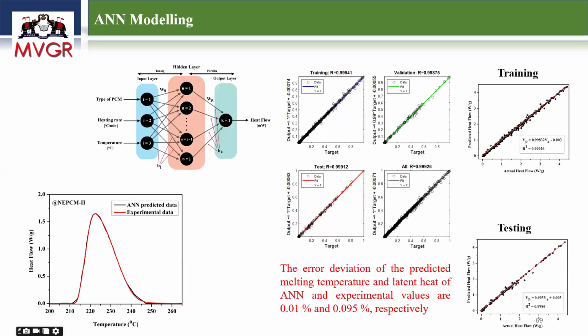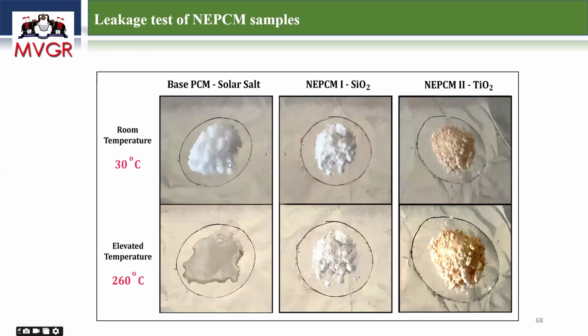After that, we are developing NN models to predict the DSC data. We already discussed this in the earlier classes, but I'll explain it for the hands-on session. I will explain how to conduct this modeling. Here, the type of PCM: how many PCMs are available? We have 3 PCMs. One is the solar salt PCM, another is the silicon oxide PCM, and another is the titanium oxide shell based PCM. So 3 types of PCM were there.